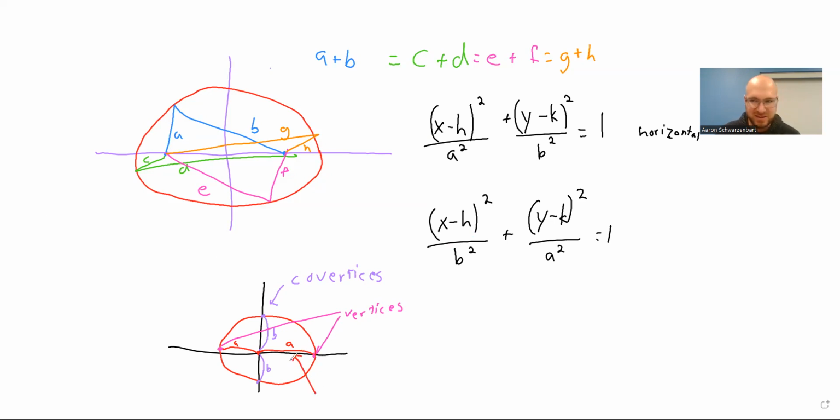So we have two axes. They go from the center to the vertices or the co-vertices. This is called the major axis. That's the longer one. And its length is 2a. This one is called the minor axis. Its length is 2b, because b is the distance from the center to the co-vertices. So it's 2b for the whole thing. Okay.